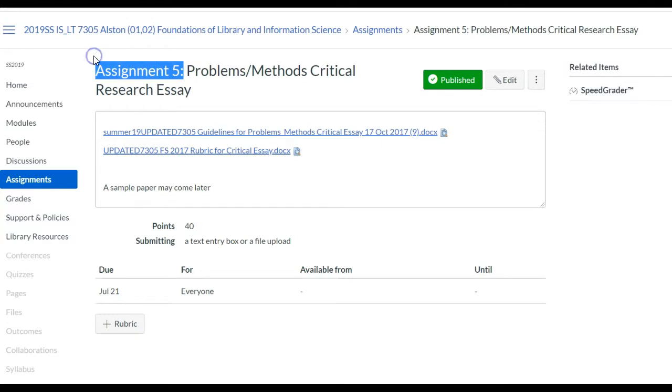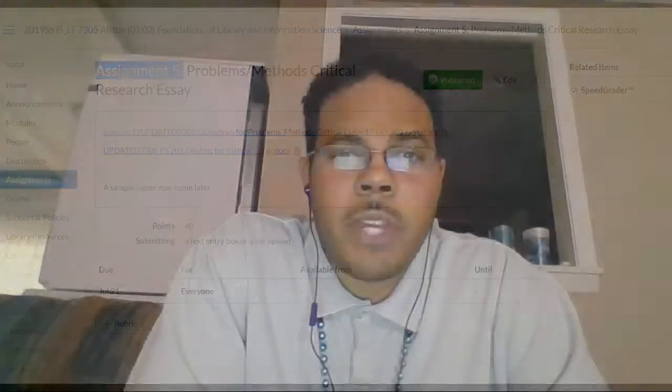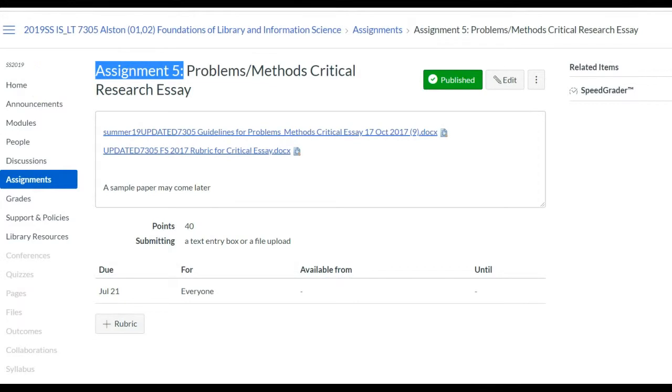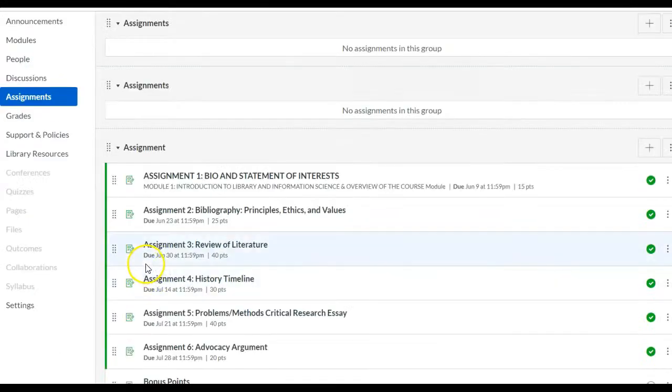Assignment number 5 is an assignment that I inherited from another professor and made some modifications to, but I haven't had the time to make all the modifications I want. So in absence of making all the modifications that I want, I probably will post a previous example of a good example of assignment number 5, okay? And then assignment number 6 is your advocacy argument.